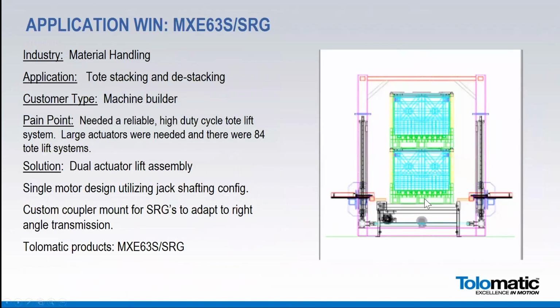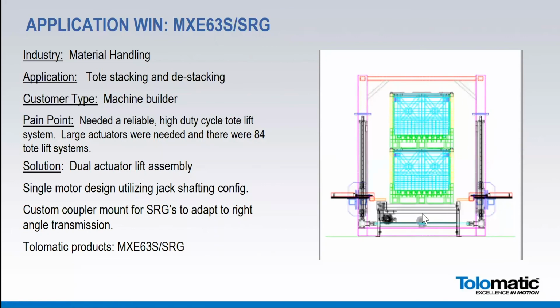Here's a larger system design. We actually used our SRG, our right angle gearboxes, to create the jack shaft here between these two. This system is actually moving up, and then it actuates in from the side. So you've got your X and your X prime here. They move up, actuate in, they grab this top tote, lift it up. The bottom tote moves out, and then they set this other tote down. So it's a stacking and destacking of large totes.